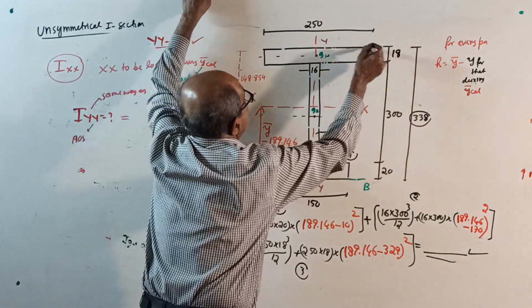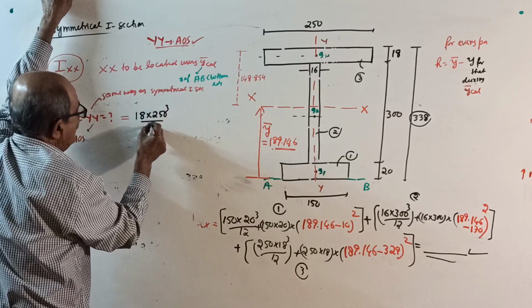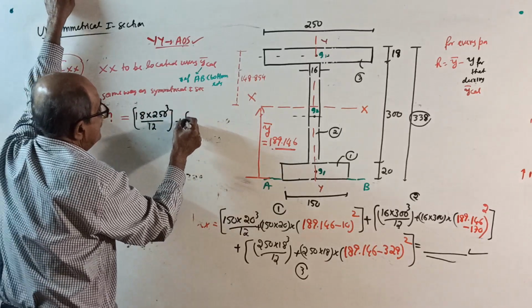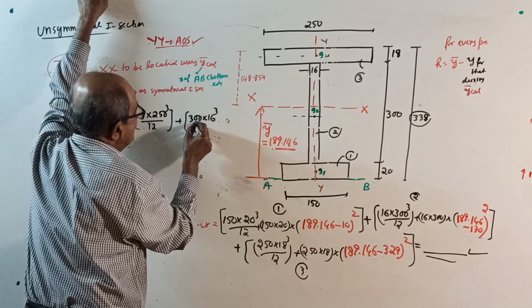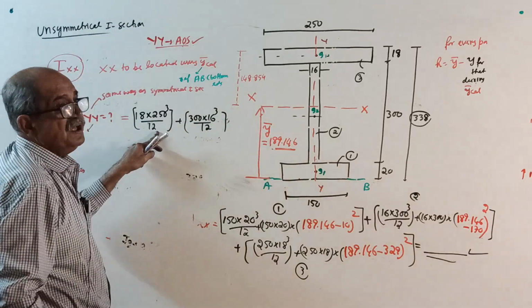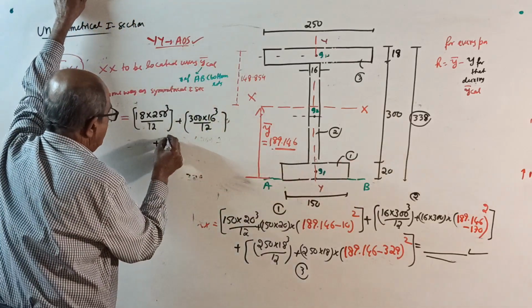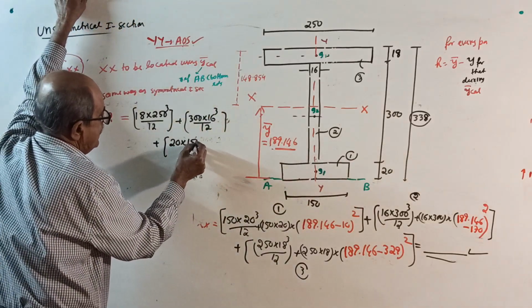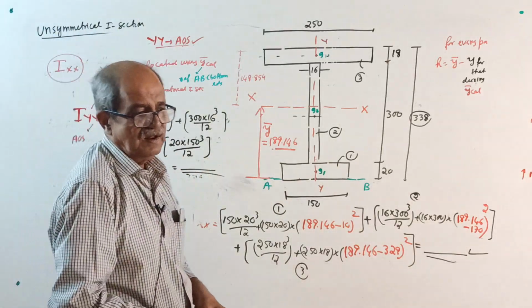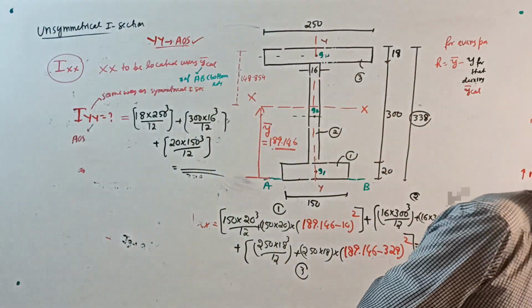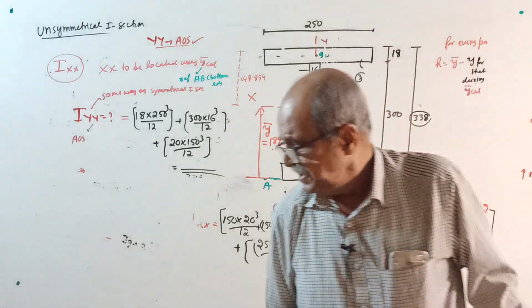Iyy, 18 into 250 cube by 12, that's all, IG plus 0 square, plus 300 into 16 cube by 12. Last time, for this one you multiplied by 2; don't multiply by 2. Once again you have to do it here, 20 into 150 cube divided by 12. Get the answer. That's all. That is for Iyy.